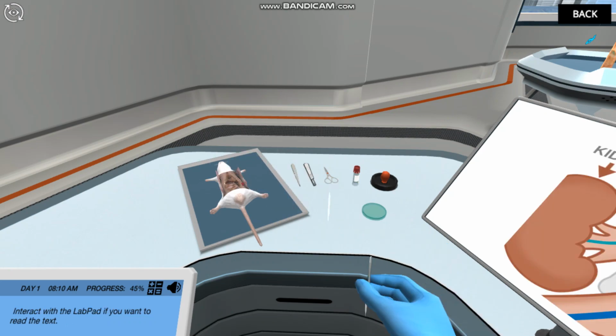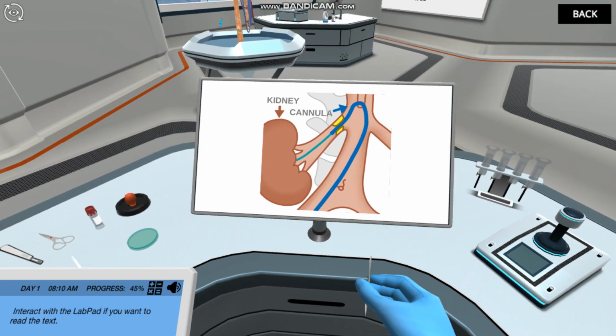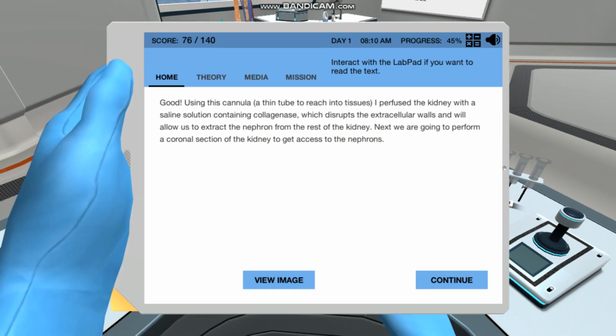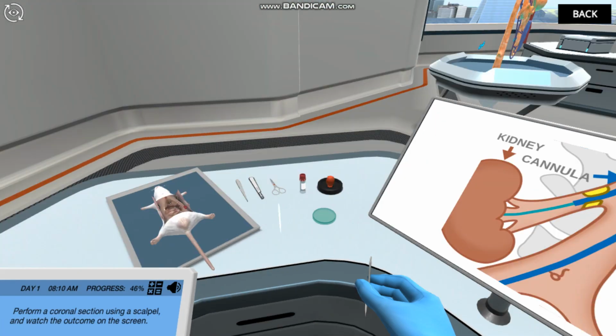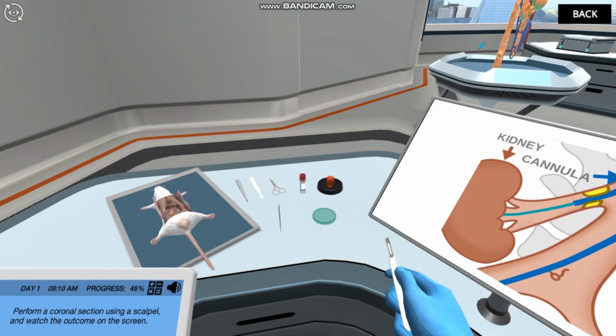Good. Using this cannula I perfused the kidney with a saline solution containing collagenase, which disrupts the extracellular walls and will allow us to extract the nephron from the rest of the kidney. Next we are going to perform a coronal section of the kidney to get access to the nephrons. Perform a coronal section using a scalpel, and watch the outcome on the screen.